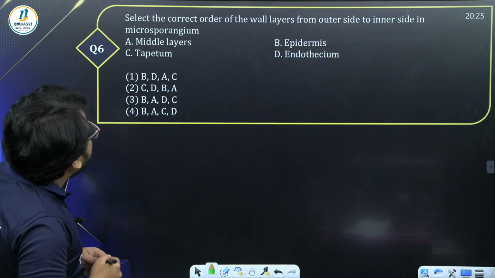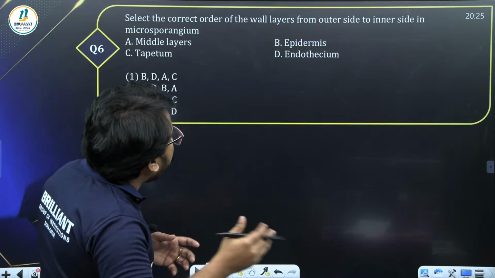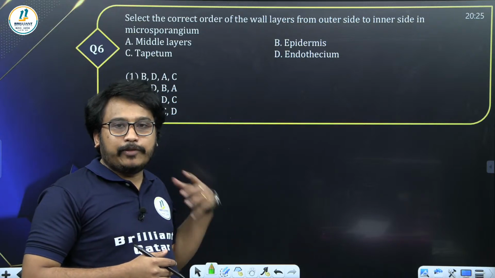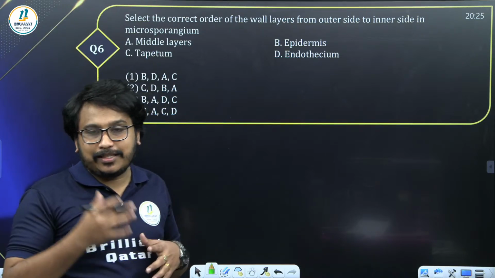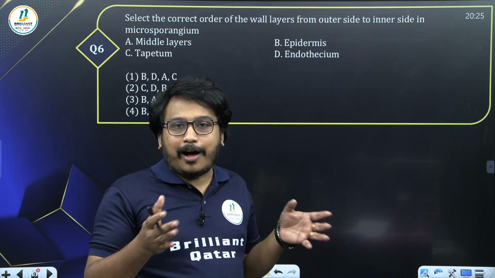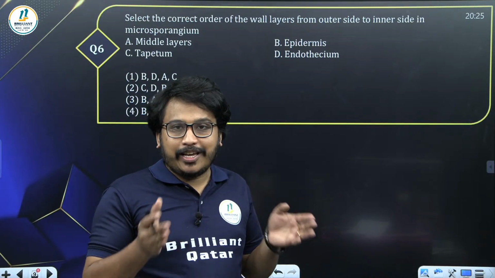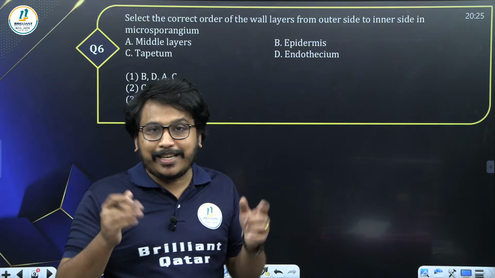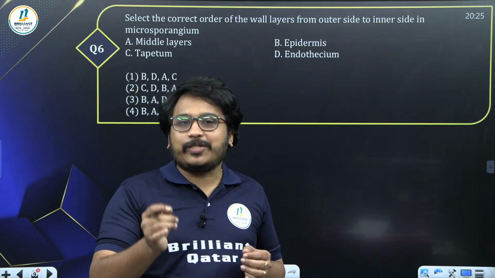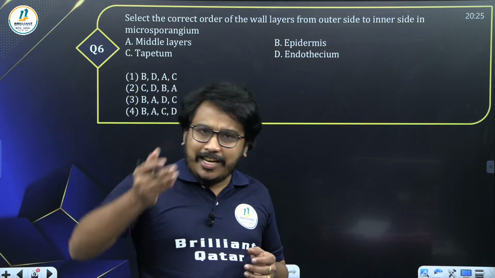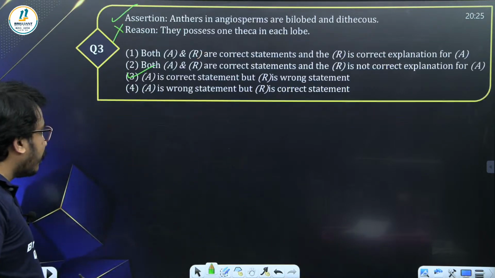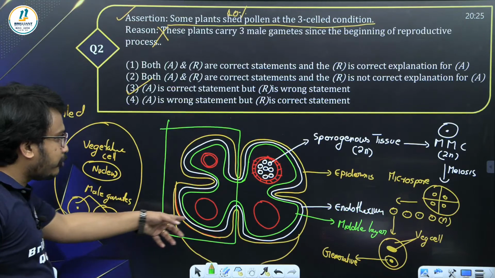Then select the correct order of the wall layers from outside to inside in a microsporangium. In the anther structure we were discussing, the microsporangium will have 4 layers. The outermost layer is epidermis, a single protective layer. Inner to that is endothecium, that is also a single protective layer. Inner to the endothecium is the middle layer. That diagram I was drawing in the beginning. The same diagram you have to learn.